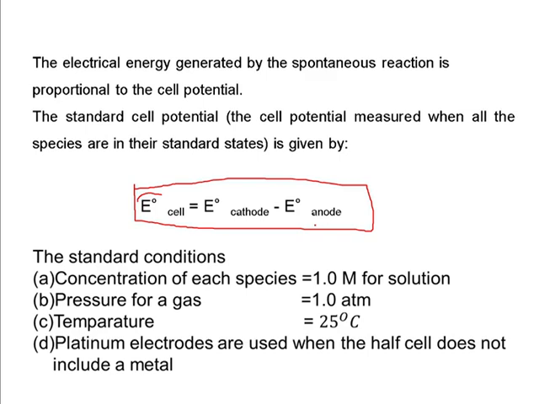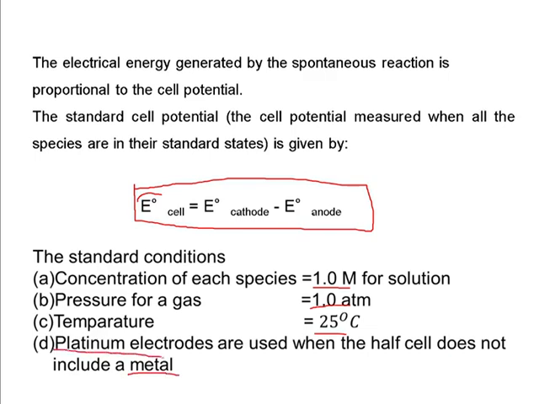Now remember, what you get as a cell potential is the difference. So the electrical energy generated by a spontaneous reaction is proportional to the cell potential. Then the standard cell potential is given by this equation. Since it is a standard, these potentials were determined under standard conditions. The standard conditions are a 1 molar solution, 1 atm pressure for the gas, and 25 degrees temperature. Then a platinum electrode was used in a half cell reaction that did not include the metal.